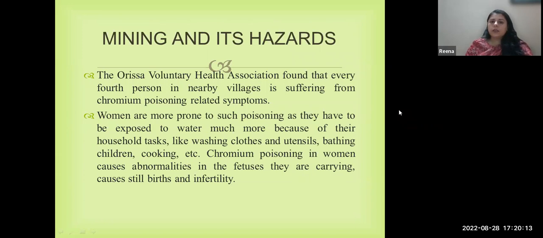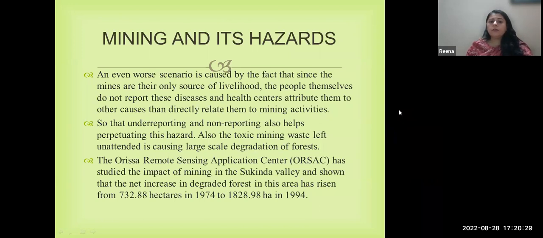Again, considering the mining hazards, the Orissa Voluntary Health Association found that every fourth person in nearby villages was suffering from chromium poisoning related symptoms. So that was again studied through this health association. More studies were done by the Remote Sensing Application Center, and the impact of mining was studied at a larger scale. In the last presentation also we studied how natural resources management can be done. Again, all mining sites are natural resource centers for minerals.